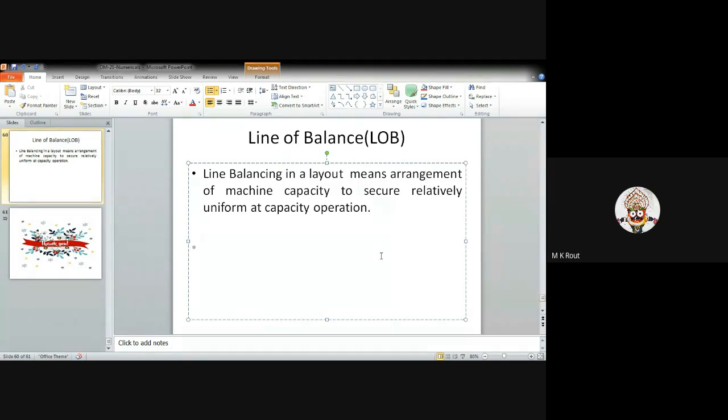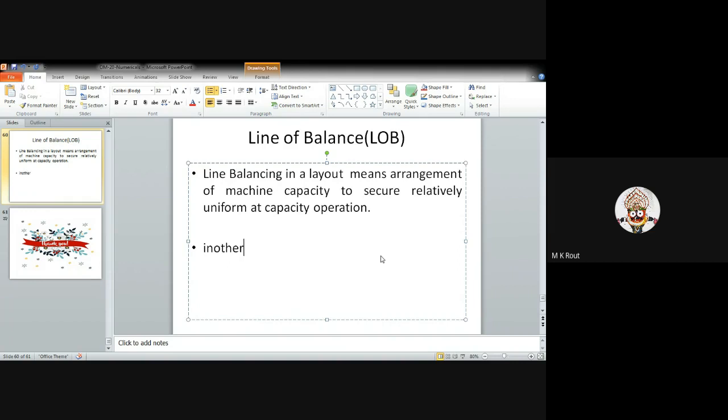Yes, sir. I repeat, line of balance is basically required where demand from the customer side is more. According to the demand of customers, most companies implement line of balance to make uniform capacity operations to fulfill the demand of customers. That is why line of balance is very important, especially for manufacturing industries. Is it clear? Yes, sir. Okay, thank you.